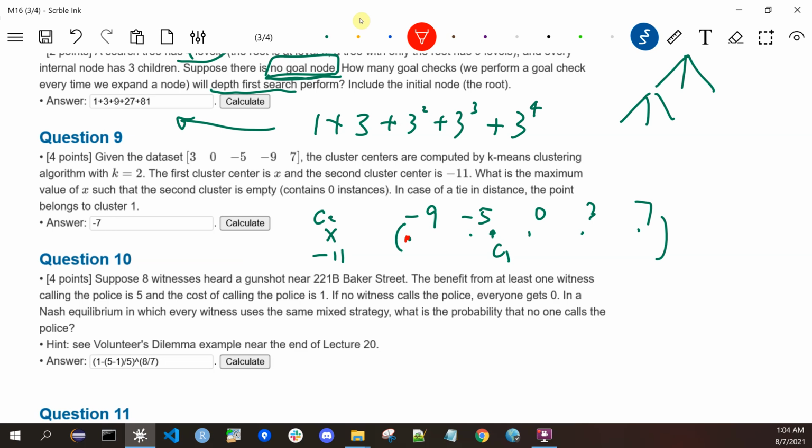So we want to find C1 such that if we move -9 a little bit to the left, it will be closer to C1. If we move a little bit right, it belongs to C2. So by definition, that's the midpoint between C1 and C2. And if the distances are equal, note that there is the tie-breaking rule that says in case of a tie, it belongs to C1. So that's exactly what we want. That's why we set -9 as the midpoint between C1 and C2, and C2 is -11, so we can solve for C1, and the answer is -7.